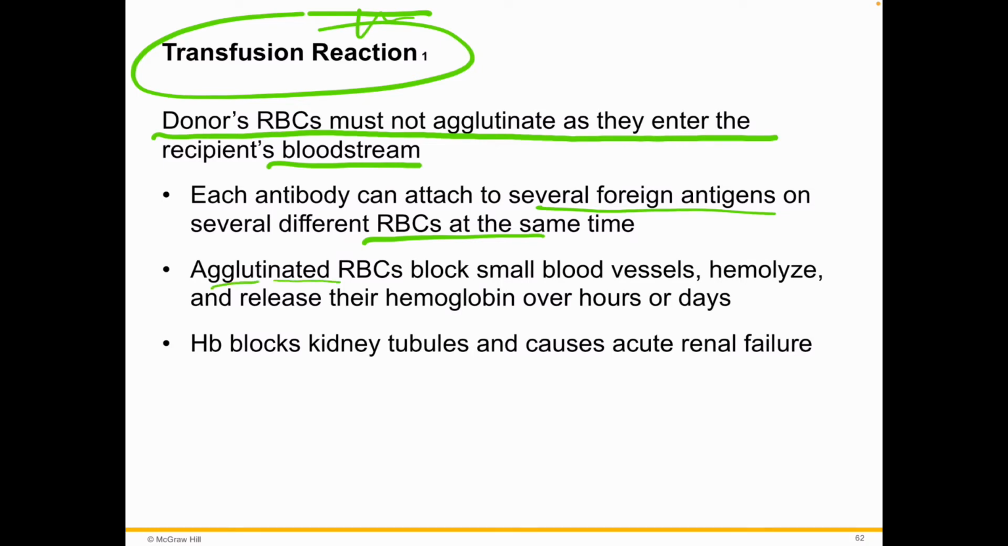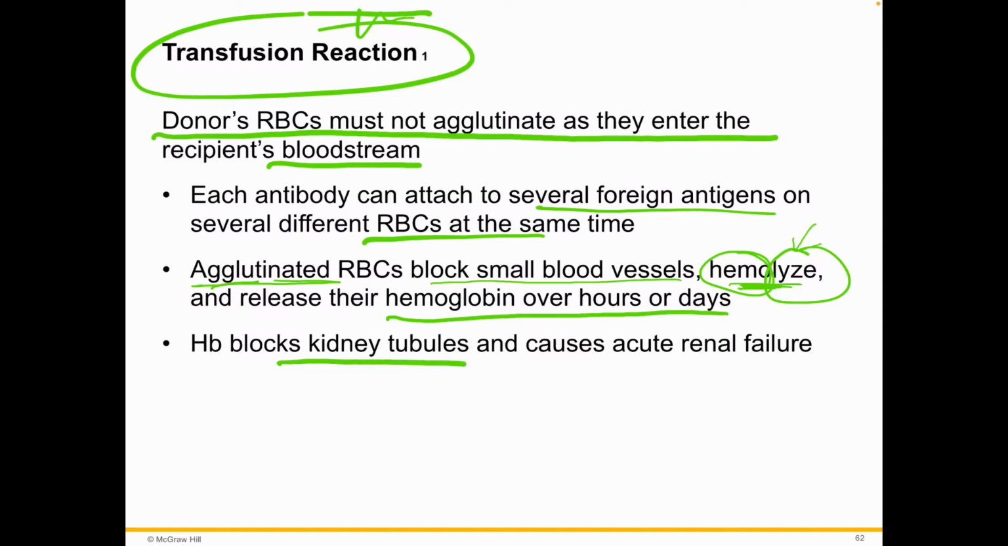So agglutinated red blood cells are going to block small blood vessels, causing those clots to happen. Also, the donated blood is going to hemolyze, lysis, right? Think of that. So enzymes are going to come and actually degrade it. And then we're going to start seeing hemoglobin being released over the matter of hours or days. We'll see yellowing in the blood, jaundice.